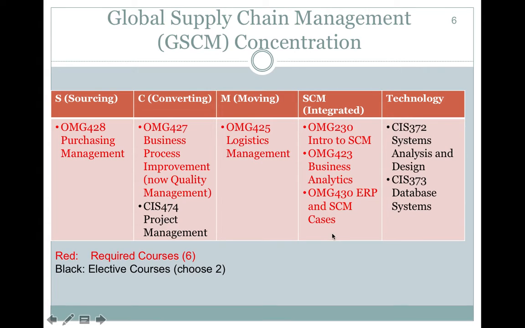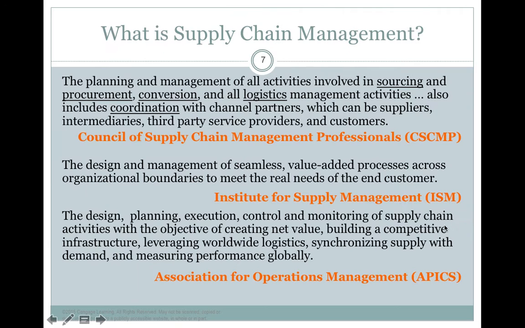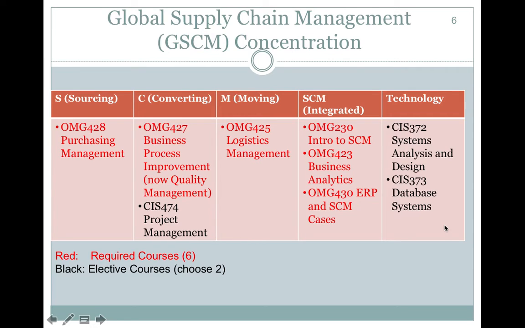For integrated, now you are taking the entry level supply chain management class, so we call it OMG230 Introduction to Supply Chain Management. Then you need to take business analytics, how to analyze the data, and also OMG430 ERP and SCM cases. For technology, you need to choose 2 from the 3 elective courses. Okay, so that's the feature of our concentration. So you can easily get a good job related to supply chain if you know all of this.